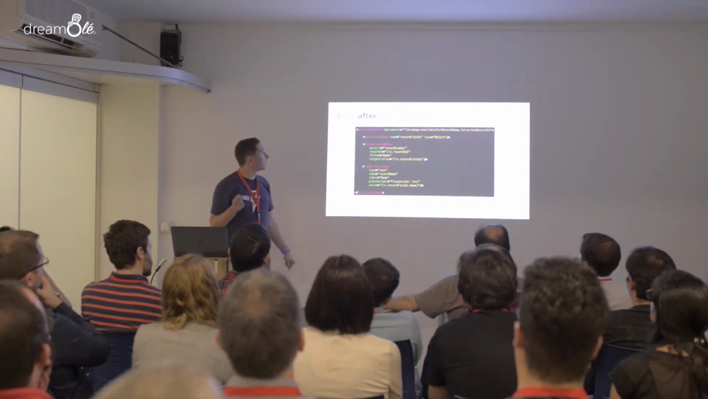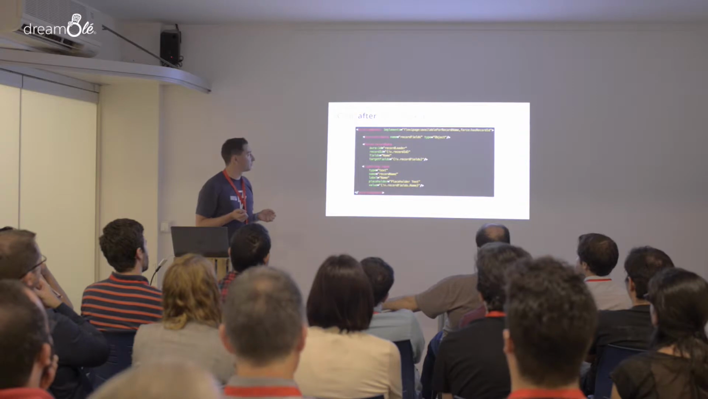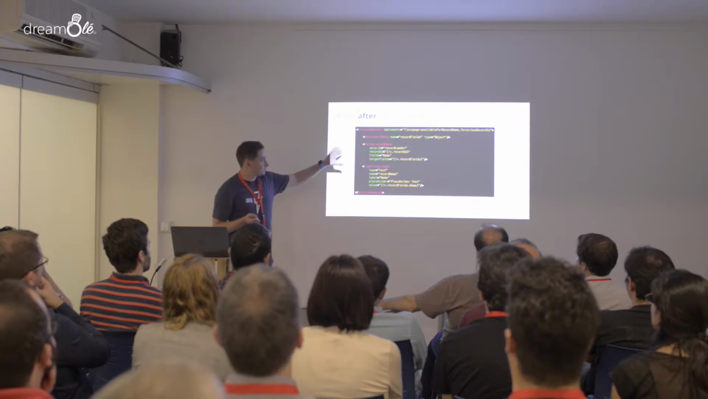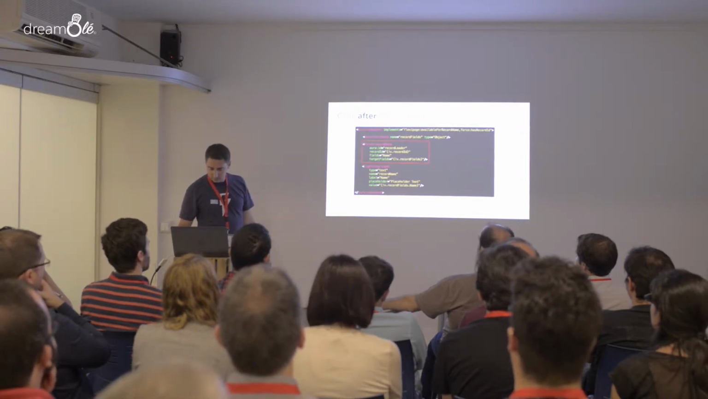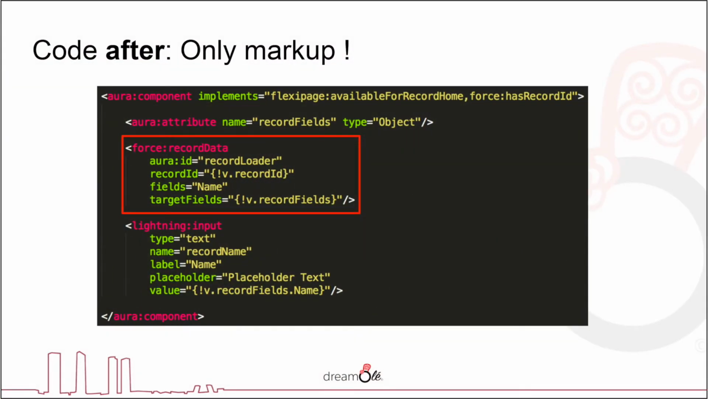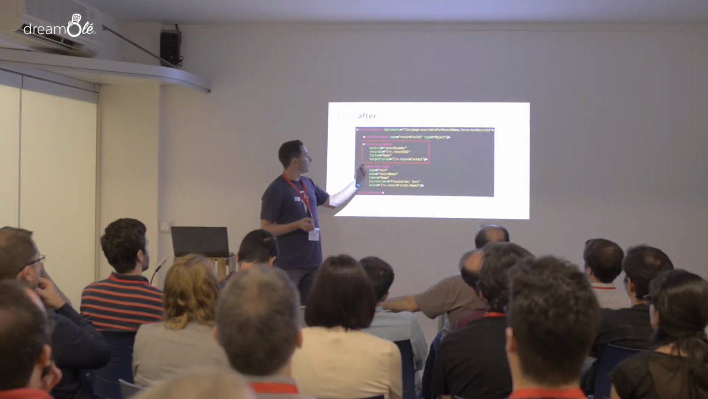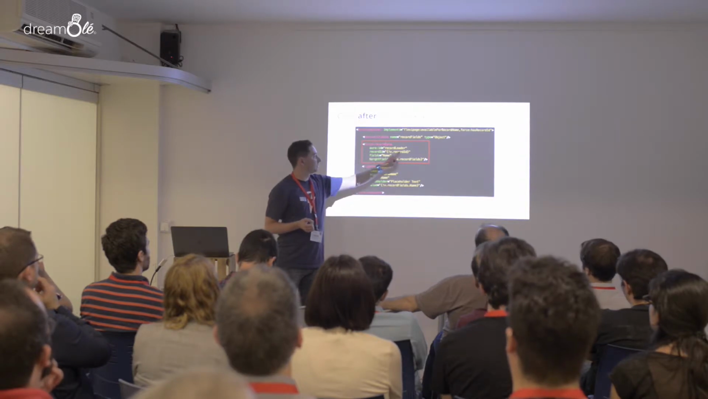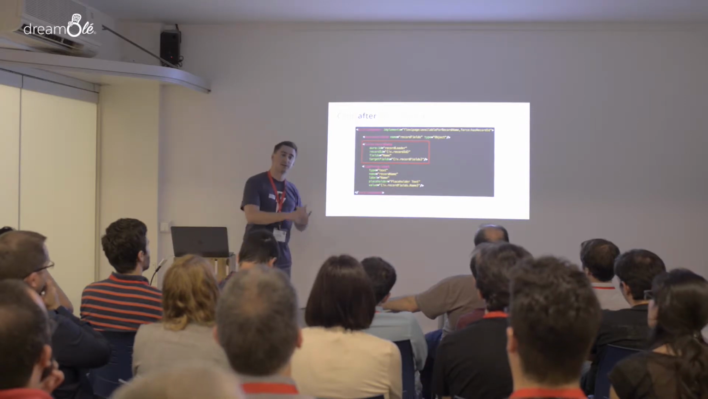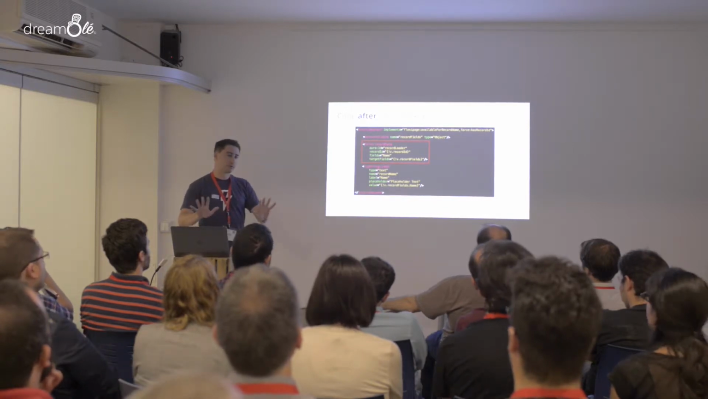But now, with Lightning Data Service, it will be much more awesome because you will just have the markup. That means you will just have this part. So Lightning Data Service is this small part, and that's it. With this, I say, get me the record that has this ID. And this ID, if you are using App Builder, is an attribute that is set automatically. Lightning Experience will push it to your component.